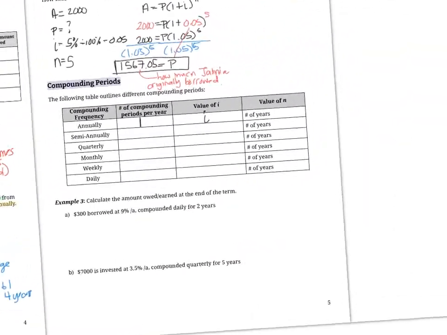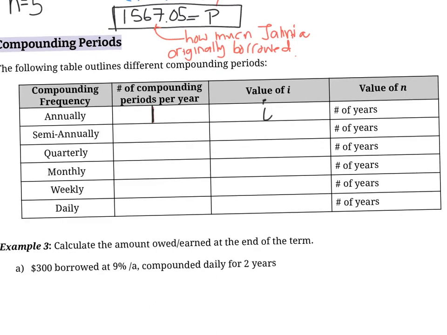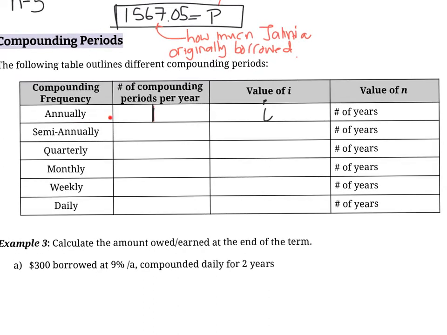So when interest is charged to us by a bank or credit card or some sort of financial institution annually, our value of n is just the number of years that we're holding that investment or borrowing that amount of money.